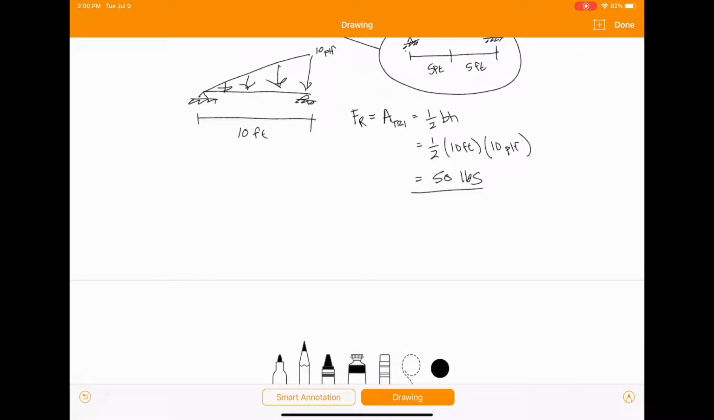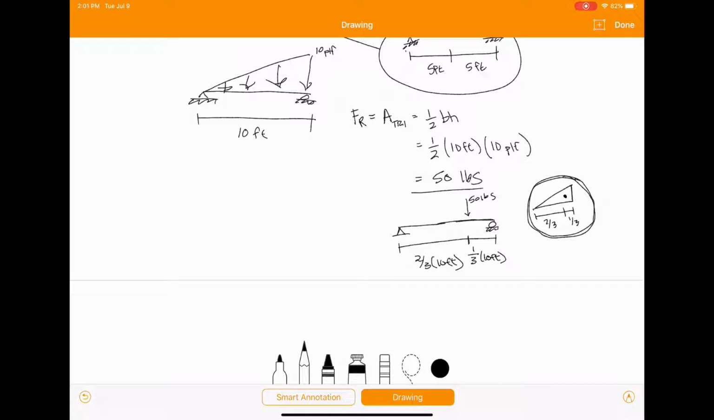So if we redraw that, we're going to get 50 pounds. And where is the center of gravity, or the centroid, of a triangle? This is going to be 2/3, and this is going to be 1/3. So this distance here is going to be 1/3 of 10 feet, and this is going to be 2/3 of 10 feet.